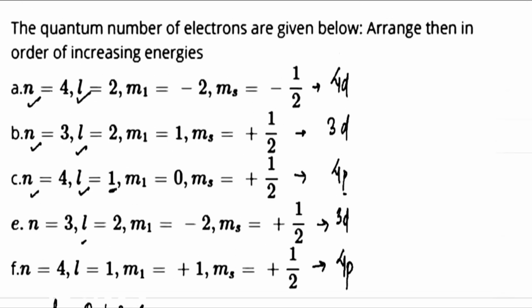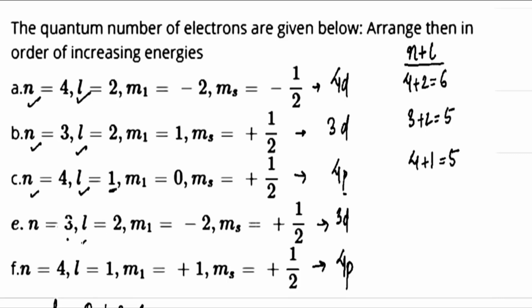So this is how we decide. Now the second thing that we have to do is decide the n plus l values for all of them. For the first one we have 4 plus 2, which is equal to 6. Then we have 3 plus 2, which is equal to 5. Again we have 4 plus 1 equals 5, then 3 plus 2 again equal to 5, then 4 plus 1 equals 5, right? So this is how we have to decide the value of n plus l.